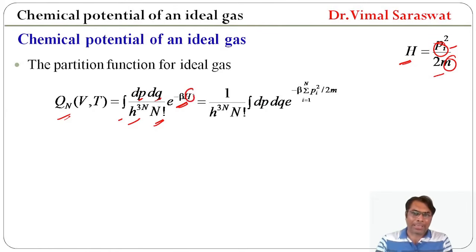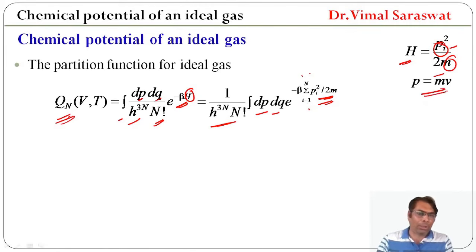So if we replace H with sigma i equals 1 to N p_i squared upon 2m, then the value of the partition function for ideal gas, that is Q_N, is equal to 1 upon h raised to 3N factorial N integration dp dq exponential minus beta sigma i equals 1 to N p_i squared upon 2m. Here p equals m times v, m is mass and v is linear velocity. Also, small v equals capital V upon capital N.